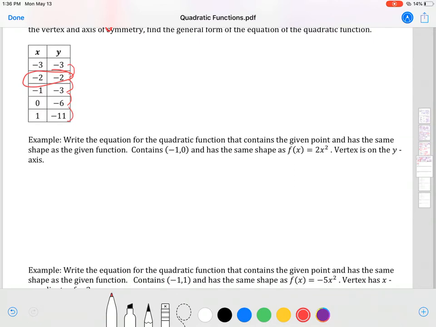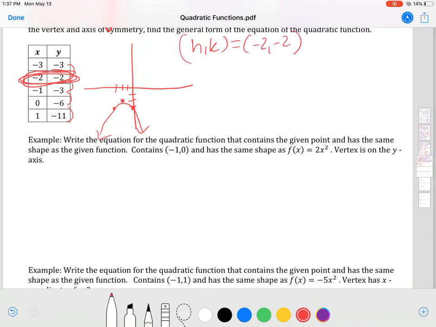So I have the point, if you can check it on here if you want, negative 3, negative 3. And then I have the point negative 2, negative 2. And then I have the point negative 1, negative 3. And then it starts to drop again. So it's going to look like this. So this is going to be my vertex. So my h and my k is going to be negative 2, negative 2.